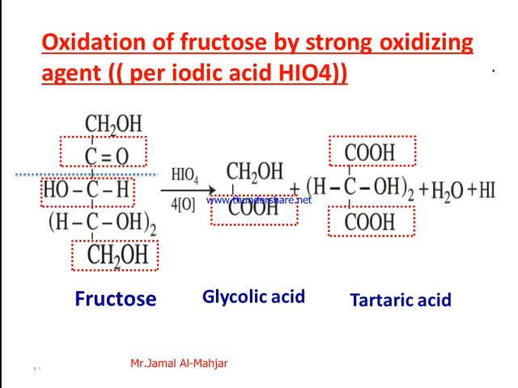So oxidation of fructose gives 2 compounds, 2 acids, because we break the bond between carbon number 2 and carbon number 3. But oxidation of glucose, we get only what? Only 1 compound. It is gluconic acid.